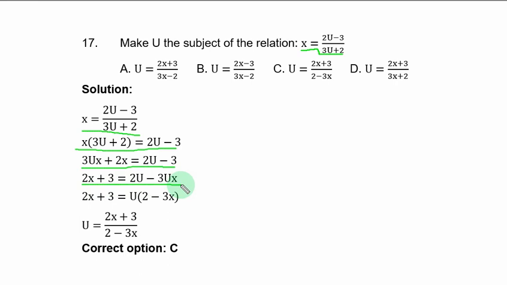You can factor out U from the right hand side. You want to make U the subject, you have this result. You divide through by 2 minus 3S to have U. So therefore U is equal to 2S plus 3 over 2 minus 3S. So C is the correct option.